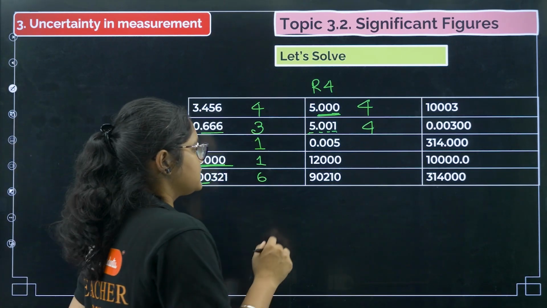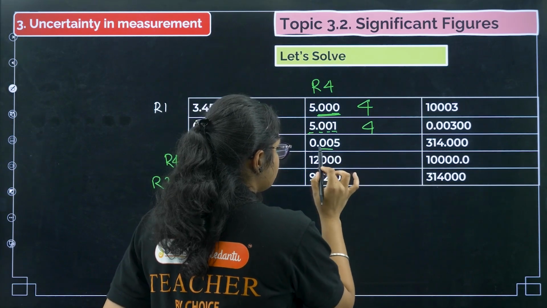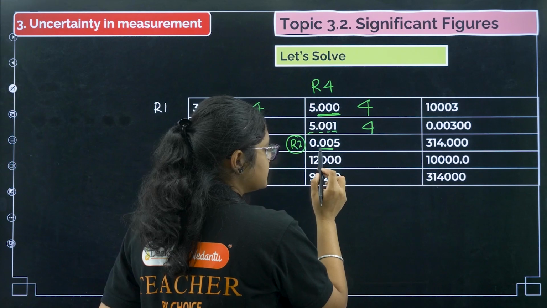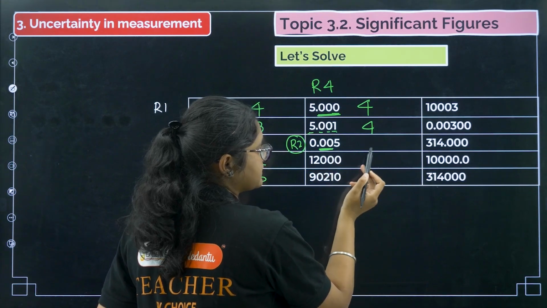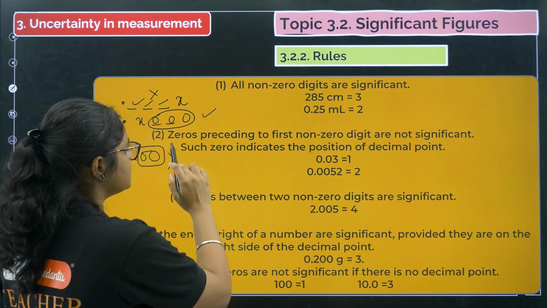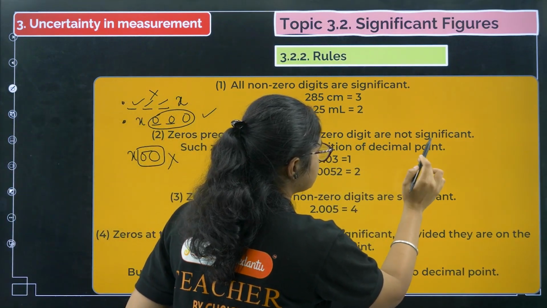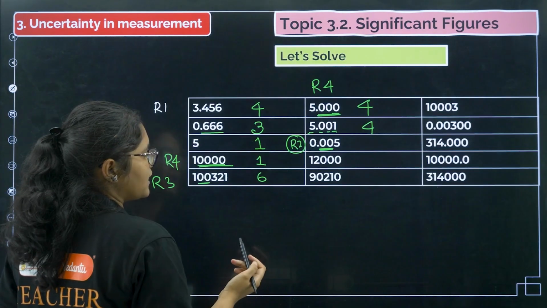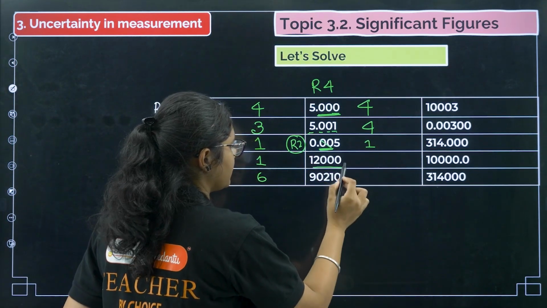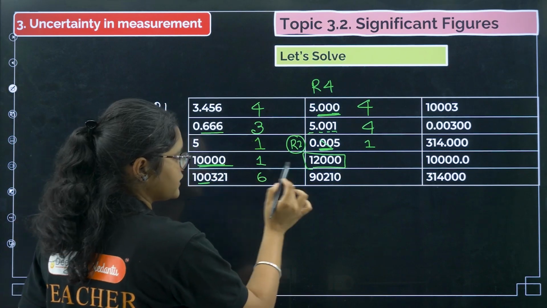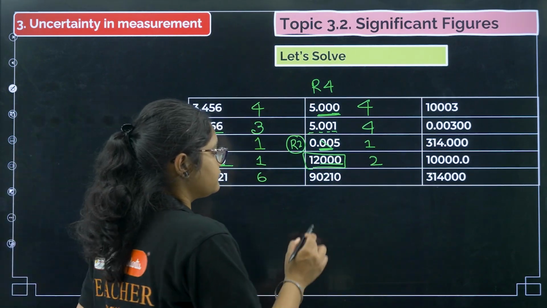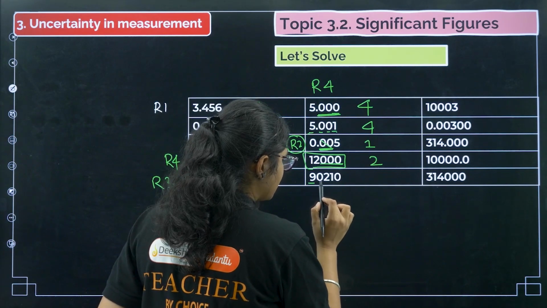Next, if you have 0.005, here we have to apply rule number 2. What does it say? The zeros before the first non-zero digit are not significant. So that is why this will not be counted, and we have only one significant figure. Here, by using rule number 4, the same rule, this one will not be counted, so only 2 significant figures. Next, we have 9021.